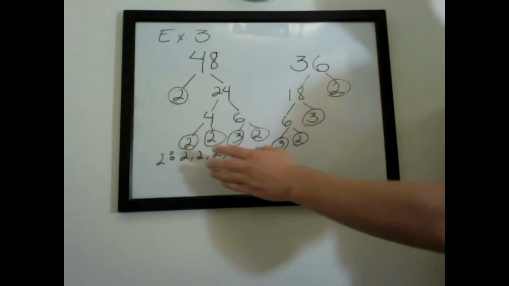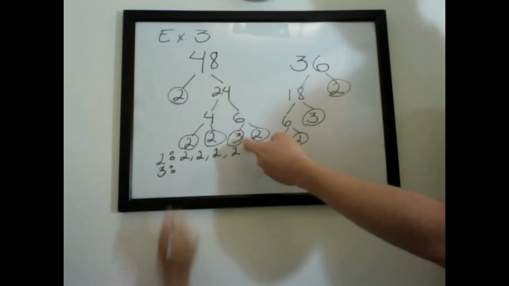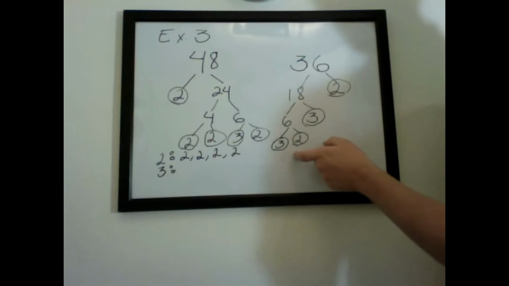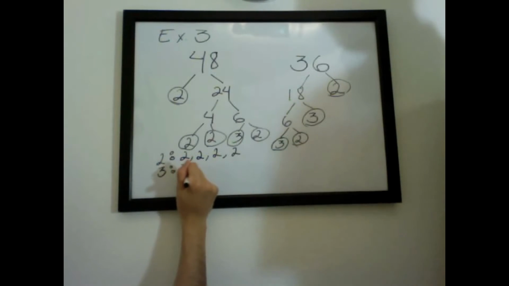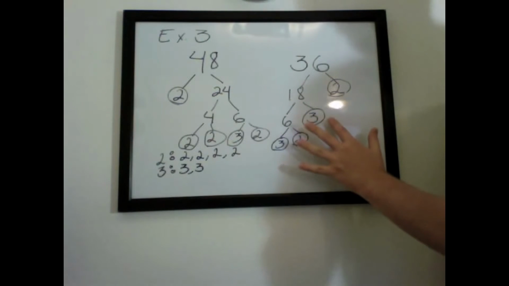Now we're going to look at the 3's. Which one has more 3's? This only has one 3 here. This has two 3's. So let's take the 3's from here. There's only 2 of them. Even though this has a 3 here, we're going to ignore it. We're just going to take the 3's here.